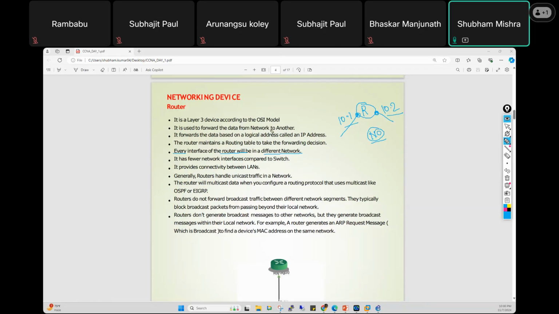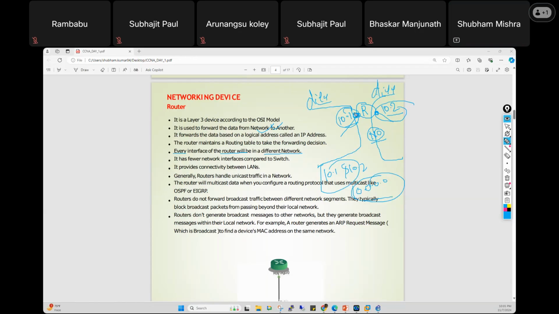Because I already told you the use of a router is to make communication possible in different networks. So if you assign an IP address here, it means this is a different network and this must be a different network. If you are assigning 10.1 and 10.2, both belong to the same network 10.0.0.0. So that is not possible. You can configure the IP address like this. Fine.